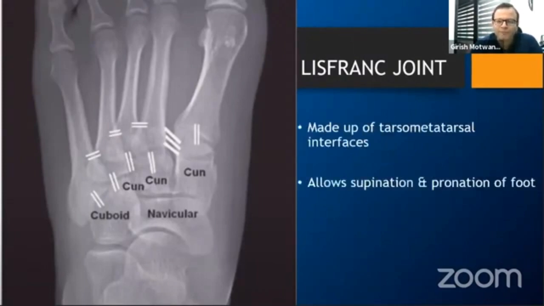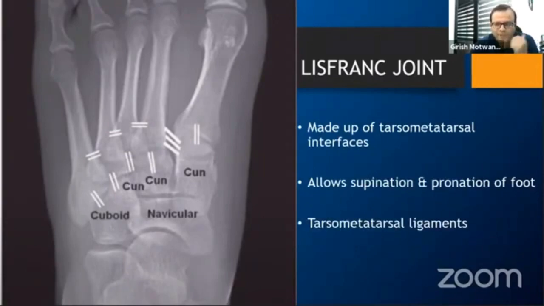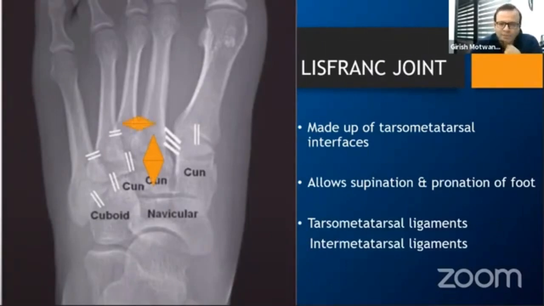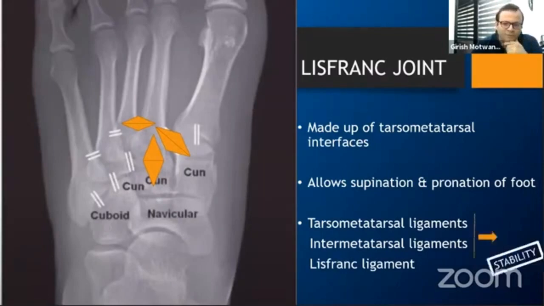It is made up of the tarsometatarsal joints. It allows supination and pronation of the foot. It is made up of strong tarsometatarsal and intermetatarsal ligaments. The Lisfranc ligament is basically from the base of the medial cuneiform to the base of the second metatarsal, and it represents the only stabilizing structure between the medial and middle columns of the foot. These are the three ligaments which give the maximum stability to the foot.